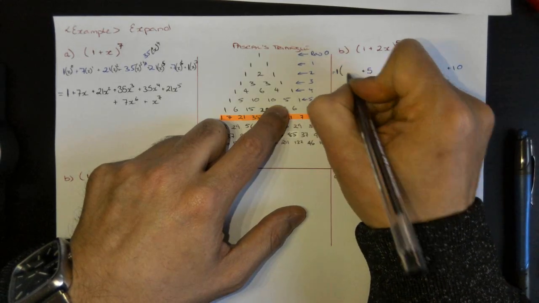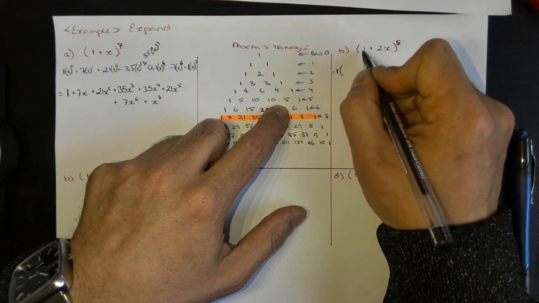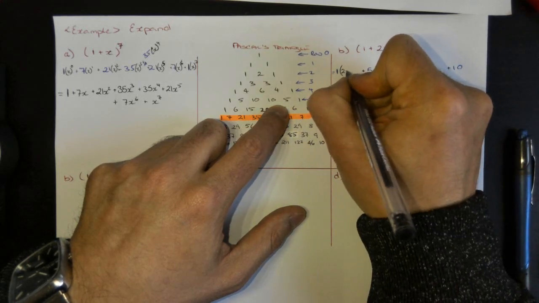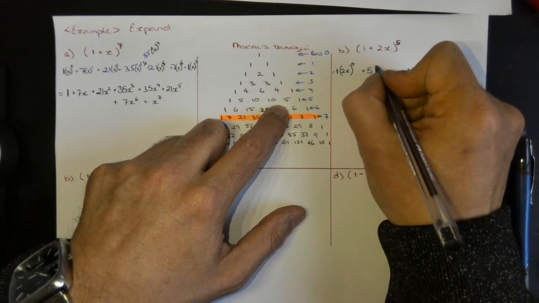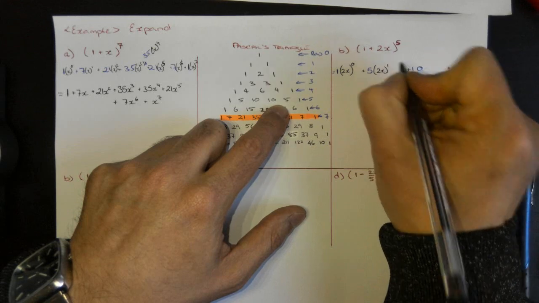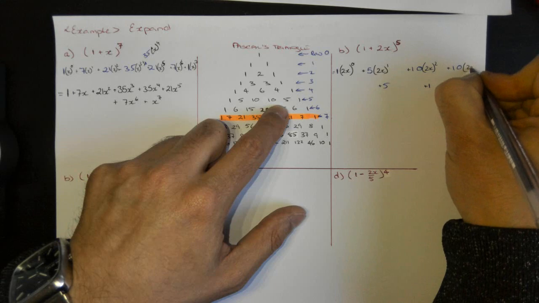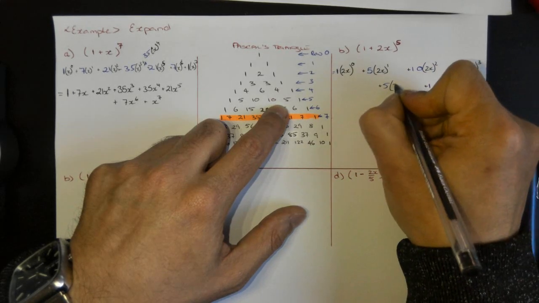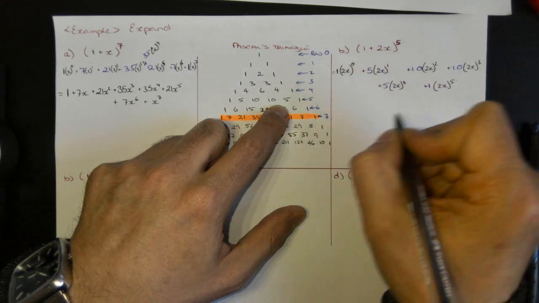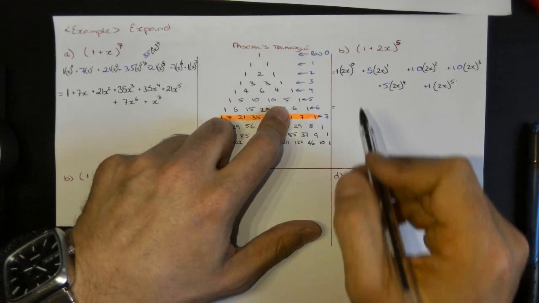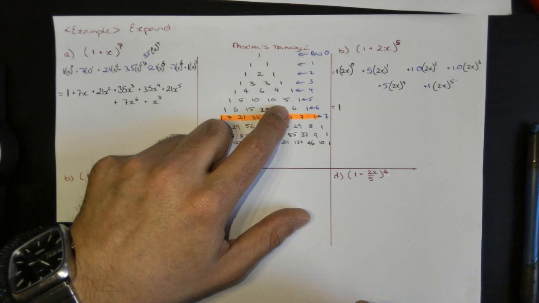My second term in my binomial is 2x. I'll write 2x to the power of 0, the first one, 2x to the power of 1, 2x to the power of 2, 2x to the power of 3, 2x to the power of 4, 2x to the power of 5. Anything to the power of 0 just becomes 1, so that's going to be 1.